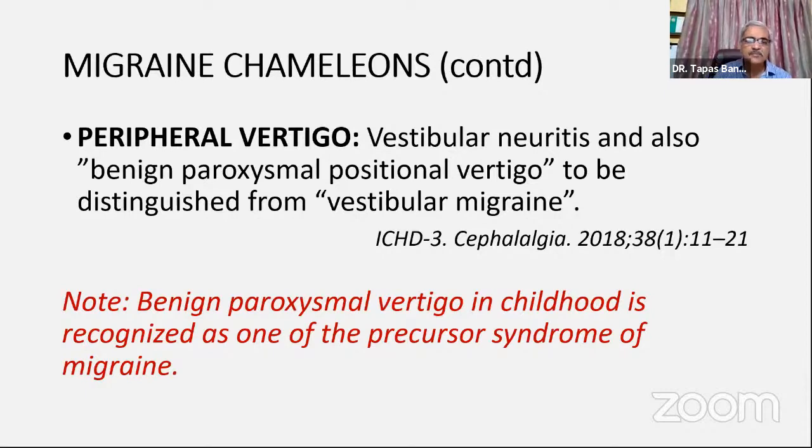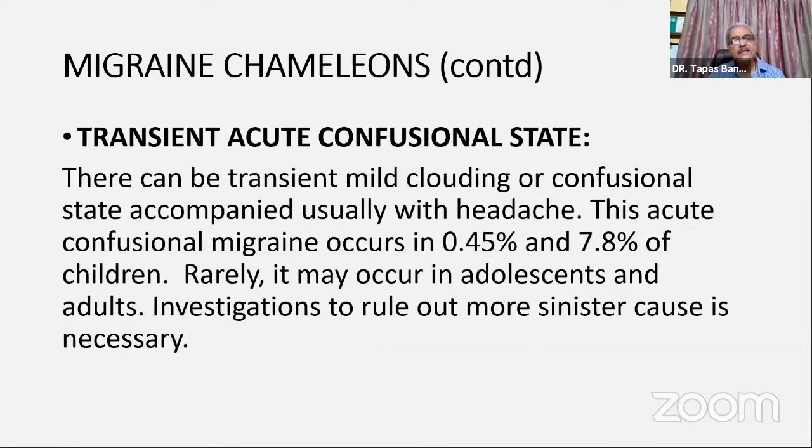In that context, there's a point to note that children sometimes present with benign paroxysmal vertigo. And this can be one of the recognized precursor syndromes of migraine. Then there is transient acute confusional attack. Transient mild clouding or confusional state, with or without headache, may be one of the ways of presenting in children with migraine. And this is called acute confusional migraine.